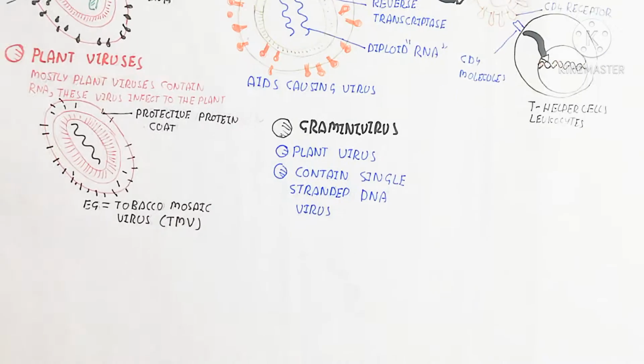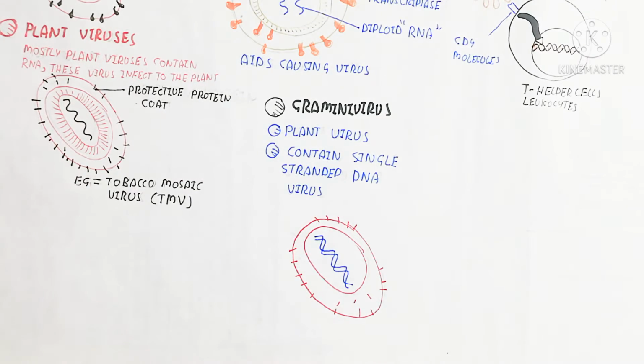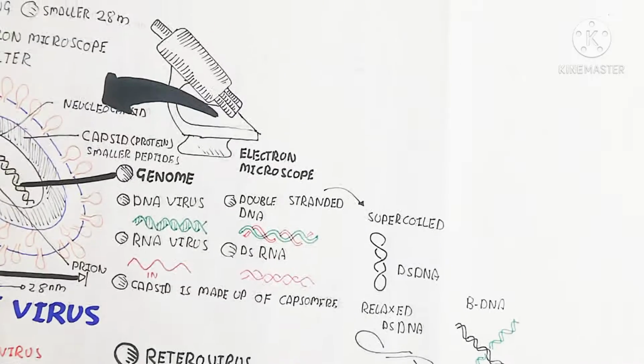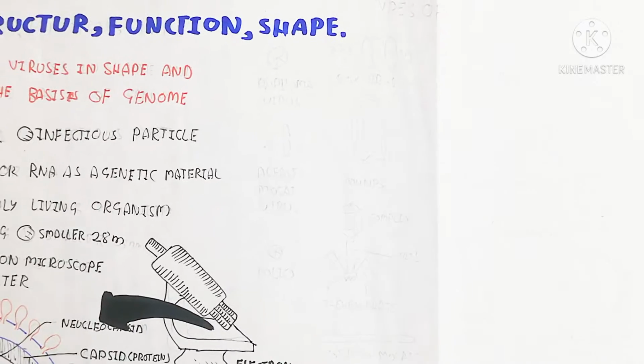Another type of virus is a plant virus that contains a single-stranded DNA genome. It means the single-stranded DNA virus looks like this.